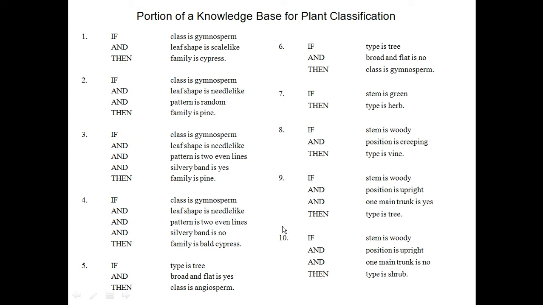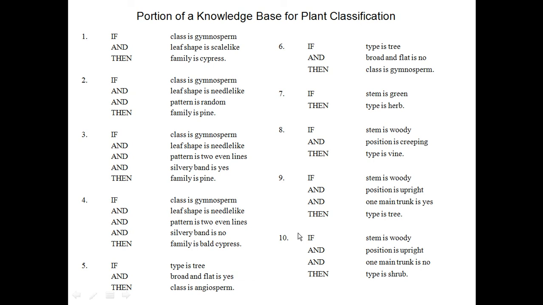Here are 10 rules that we could elicit from a botanist. It's called a knowledge base. It includes the two rules I just showed you and others also. If the type is tree and broad and flat is no, class is gymnosperm. If the stem is green, then the type is herb. Let's look at something that includes the family. If the class is gymnosperm and the leaf shape is needle-like and the pattern is two even lines and the silvery band is no, then the family is bald cypress.